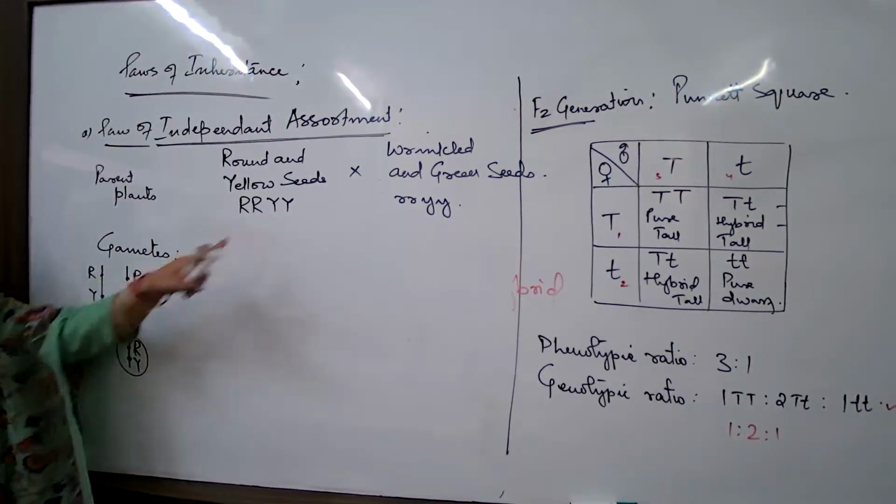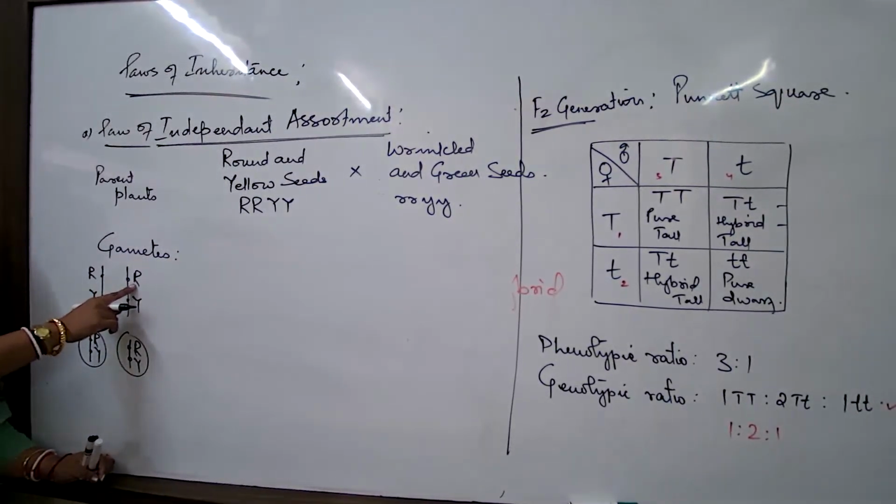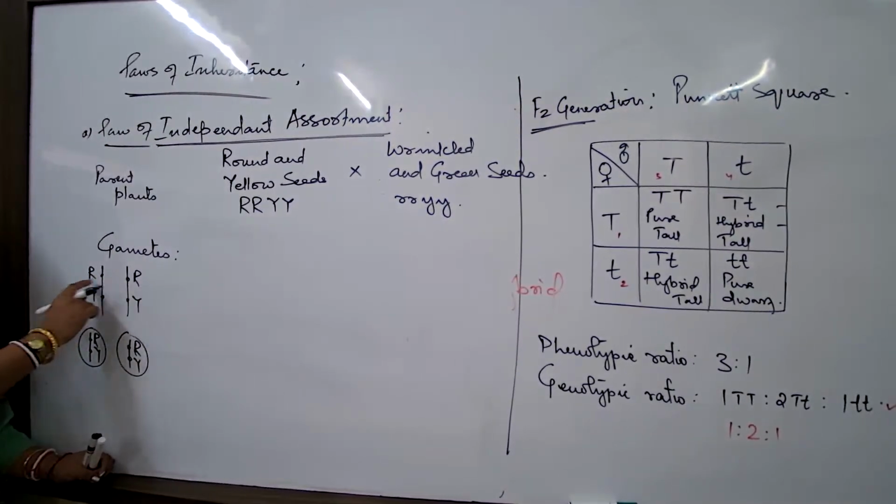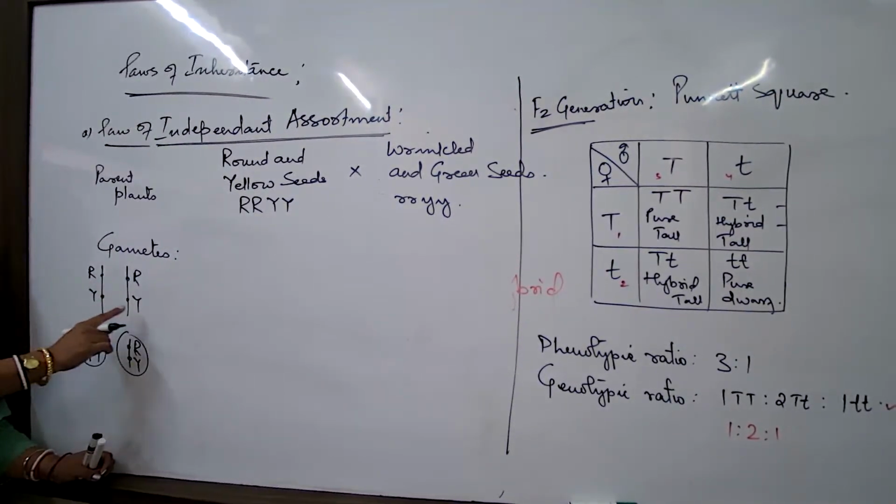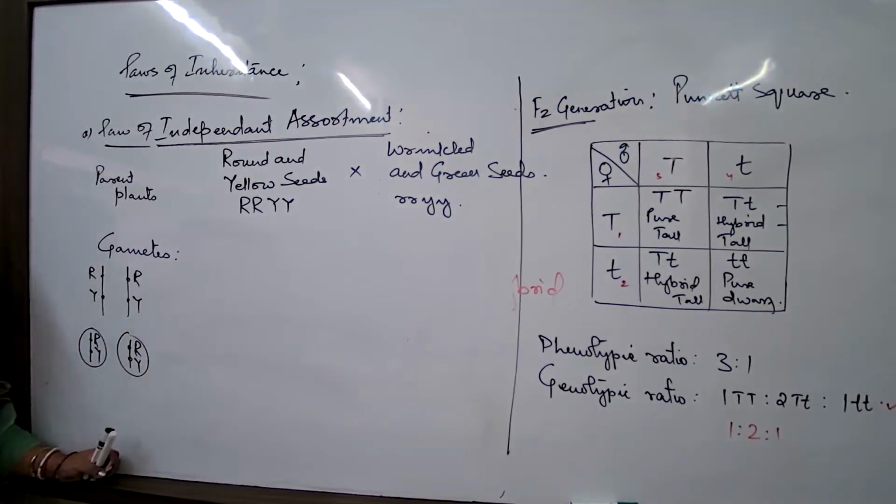Capital R, capital R. Why write twice? Because a pair of chromosome, identical alleles, homozygous condition. Why write capital Y, capital Y? A pair of chromosome, identical alleles, homozygous condition. That is the reason we are writing this way.